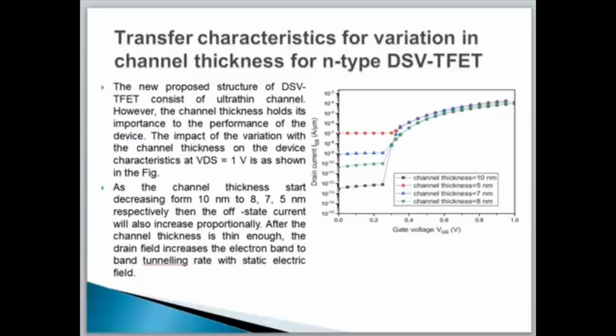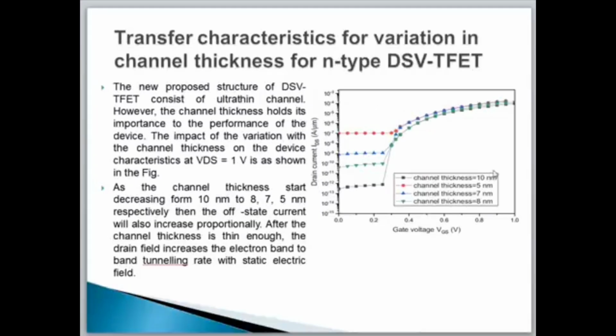The impact of the variation of the channel thickness on the device characteristics at VDS equal to 1 volt is shown in the figure. As the channel thickness starts decreasing from 10 nanometer to 8, 7 and 5 nanometer respectively, the off-state current will also increase proportionally. After the channel thickness is thin enough, the drain field increases the electron band-to-band tunneling rate with a static electric field.